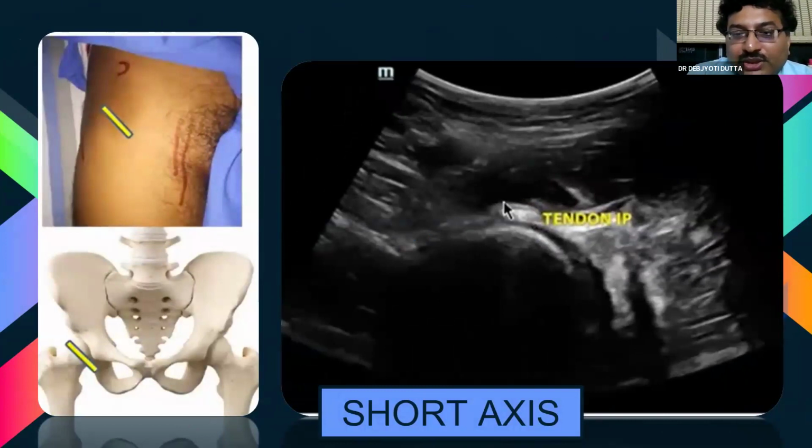Moving towards the short axis of this iliopsoas tendon, we can say close to the head. I have told you sometimes it becomes very difficult to differentiate these two structures. That means this portion is actually the labrum portion, this portion is the bony portion, and here we have the psoas tendon. So this is the psoas tendon, and over it we have the psoas muscle. So we have to identify this by careful scanning.